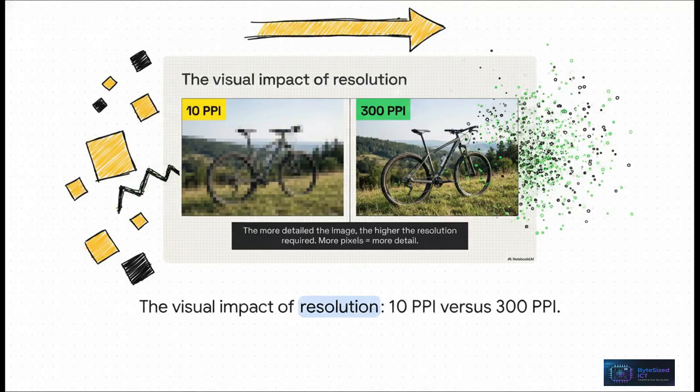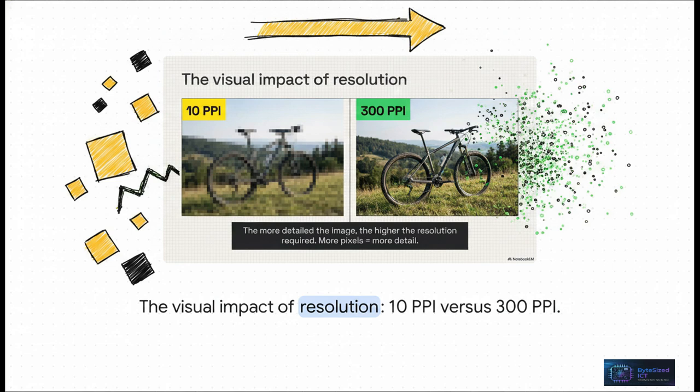And the visual impact of that density? It's staggering. Seriously, look at these two photos of the exact same mountain bike. On the left, we've got a resolution of just 10 ppi. That's only 10 pixels for every inch. It's a blocky, blurry mass, right?